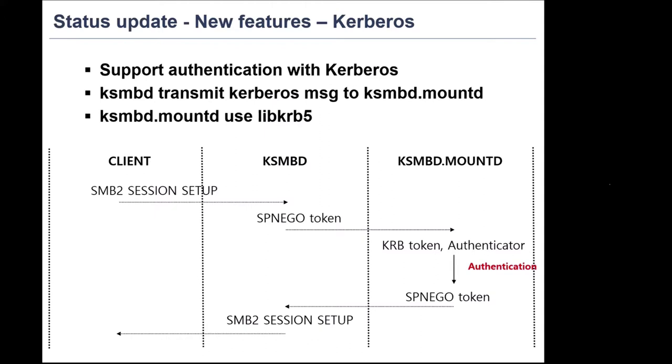It is not easy to implement Kerberos authentication in the kernel because the library is not available in the kernel. There is a user space Kerberos library which is used by several open source projects, like libsmb2, cifs and NFS. So we have implemented Kerberos authentication using the user space Kerberos library in ksmbd-mountd. The ksmbd kernel thread just transmits the Kerberos message from the client to ksmbd-mountd, and ksmbd-mountd processes the Kerberos token using the Kerberos library.